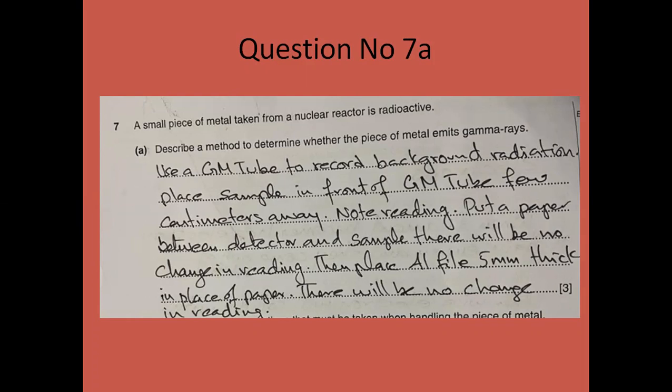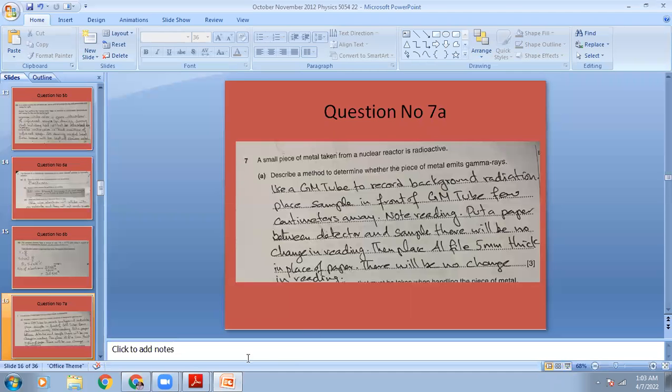There will be no change in the reading. Then place an aluminum foil 5 millimeter thick in the place of the paper. There will be no change in the reading. That shows the gamma radiation is coming.